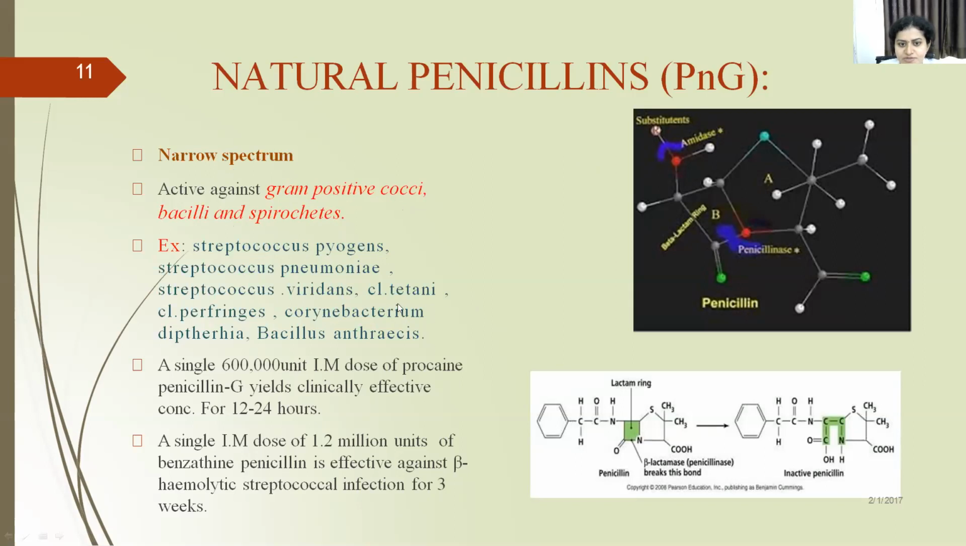Gram-positive bacilli include Clostridium tetani, Clostridium perfringens, Corynebacterium diphtheriae, and Bacillus anthracis. So, what is the use? A single IM dose of 600,000 units of procaine penicillin G is most effective clinically for about 12 to 24 hours. Or benzathine penicillin can also be given, a single IM dose of 1.2 million units. It is mostly effective against beta hemolytic streptococcus for about 3 weeks.